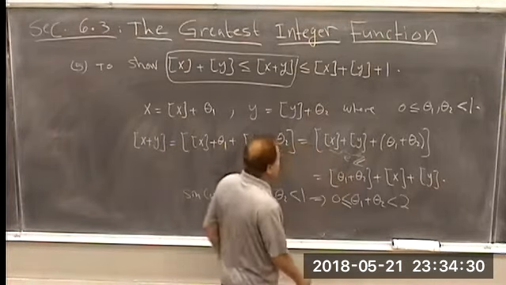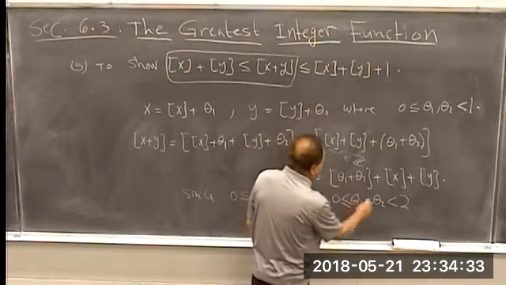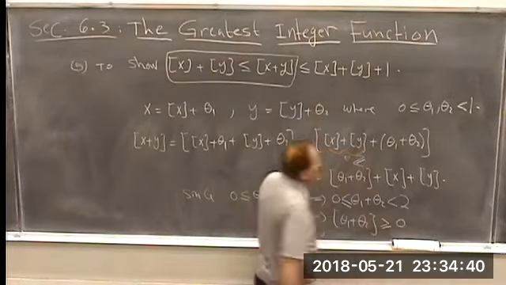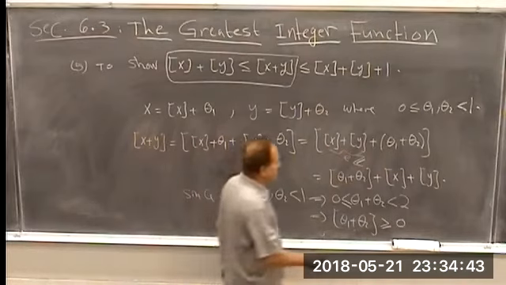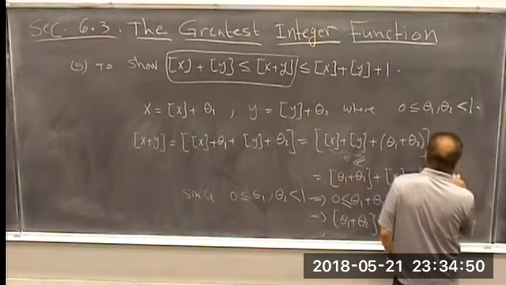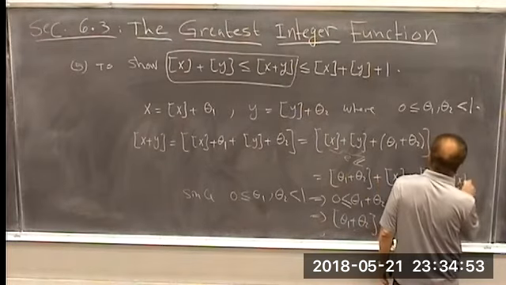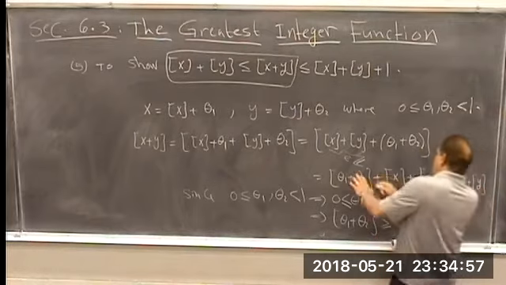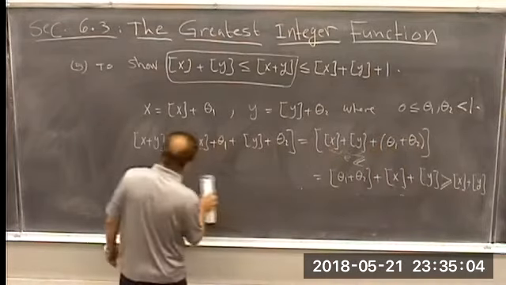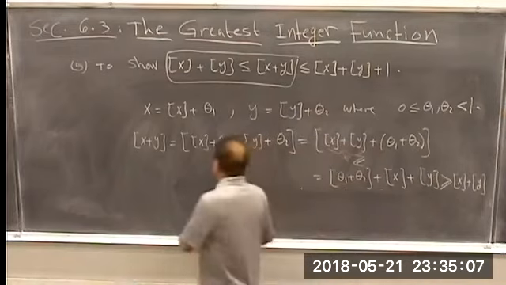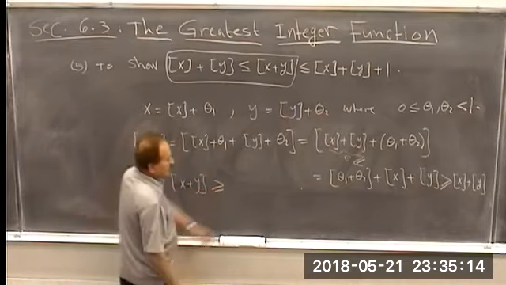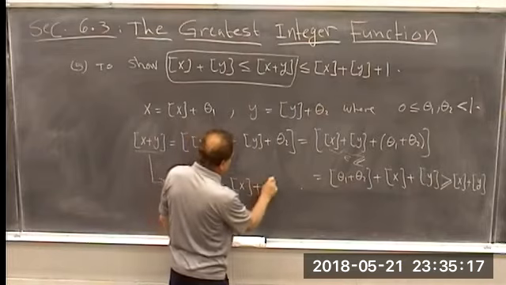With this, this implies that the bracket theta 1 plus theta 2 is going to be bigger than or equal to 0. So with this, we can say that this inequality, bigger than or equal, if I remove the theta 1 plus theta 2 bracket, you get x plus y. It could be bigger or it could be equal to 0. So with this, we have the bracket of x plus y is bigger than or equal to x plus y.